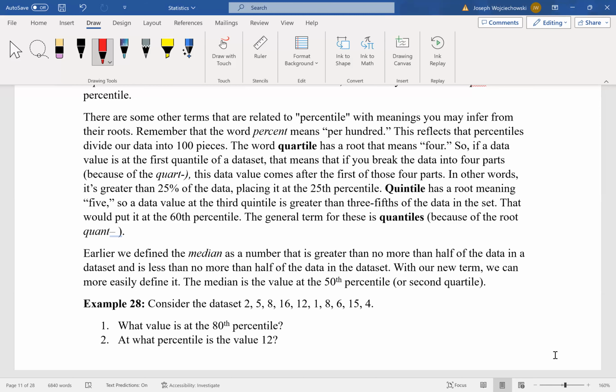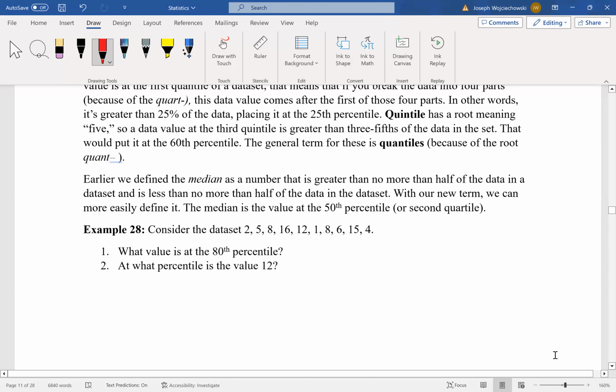The median is less than no more than half of the data in the data set. With our new term, we can now more easily define it. The median is the value at the 50th percentile or the second quartile.